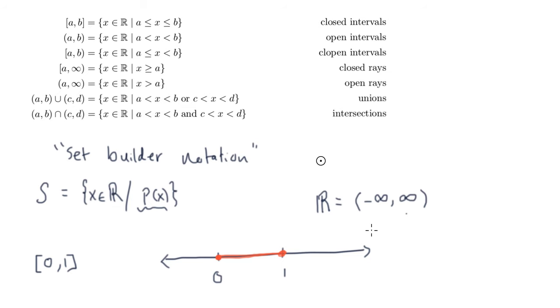For instance, if I wanted to plot this ray 2 to infinity where I don't include 2, well then what I can do is I start at 2 and I draw an open circle to signify that, okay, I'm not including 2. This is 2. And then I can just extend off with an arrow this way, showing I'm including every real number greater than 2, but not including 2.